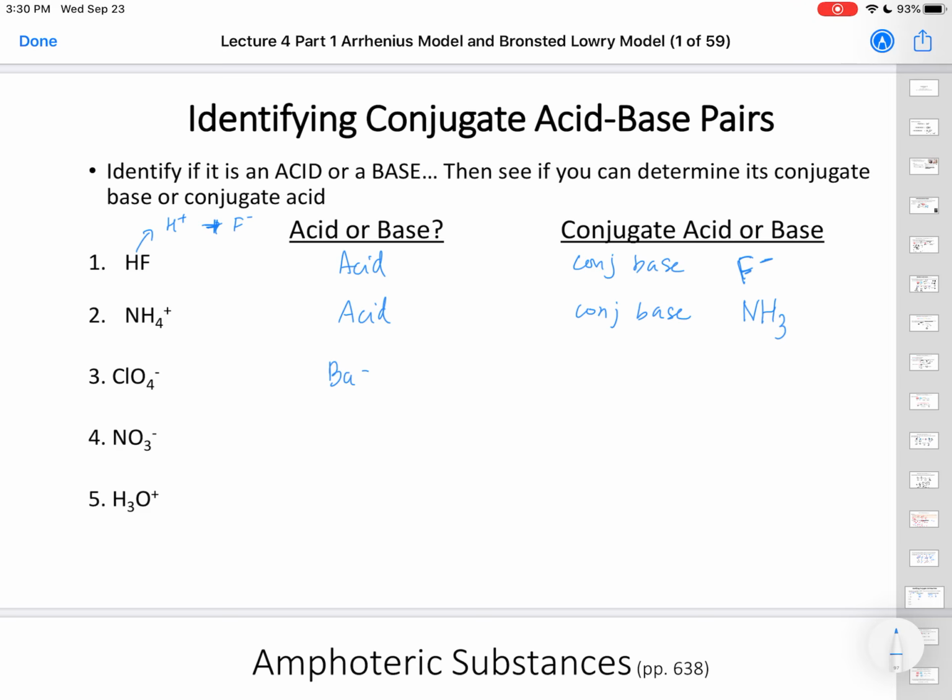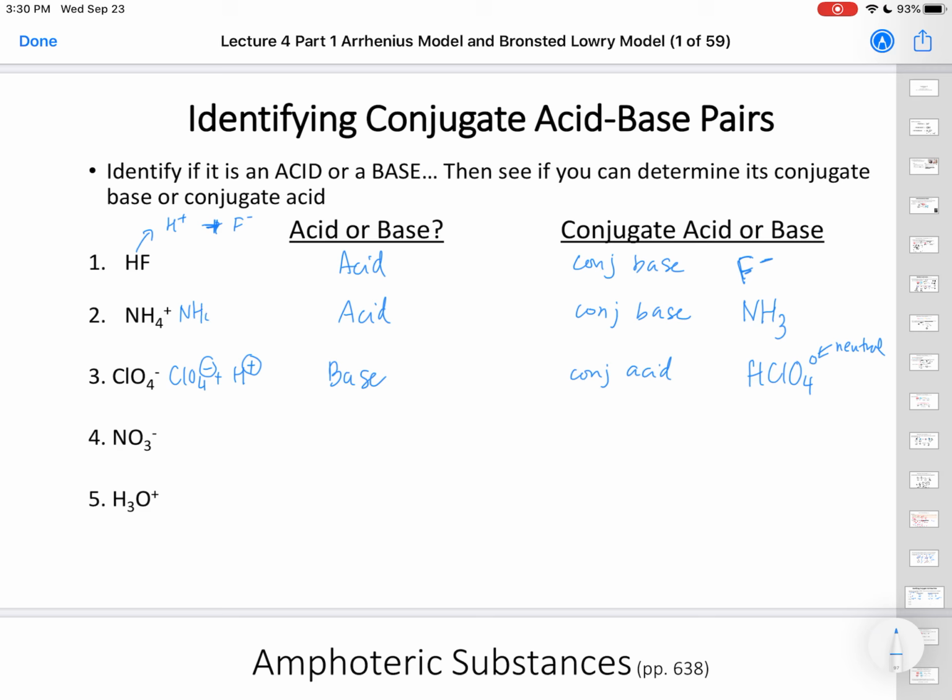So ClO4 minus is a base. It can't be an acid because there's no H plus, so therefore the conjugate acid has to be adding an H plus, so HClO4, no charge, okay? One very easy way of doing the conjugate acid or base is to just write the equation, right? So in this case, this is a base. So ClO4 minus plus H plus should give you HClO4, and you're adding the charges because this is plus and minus, so this is neutral.